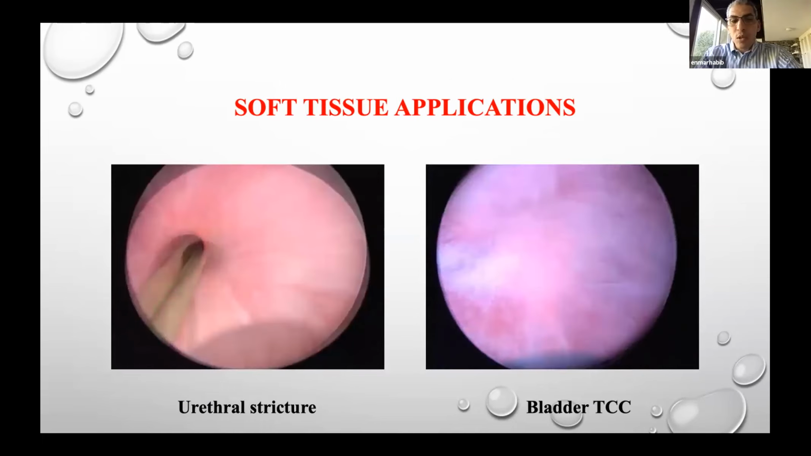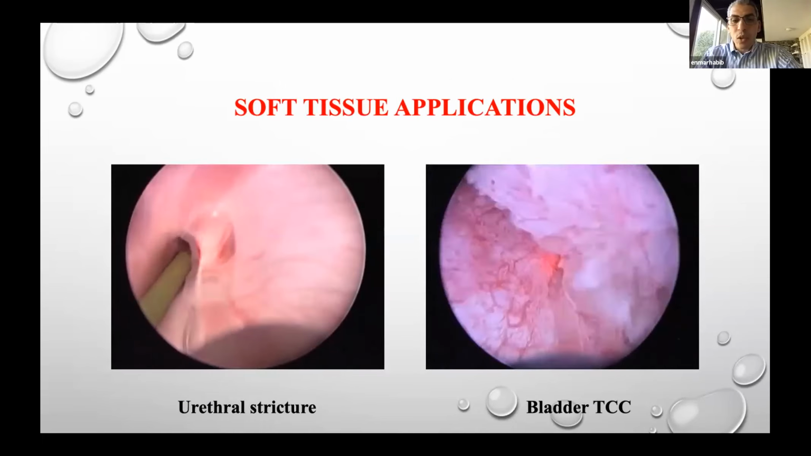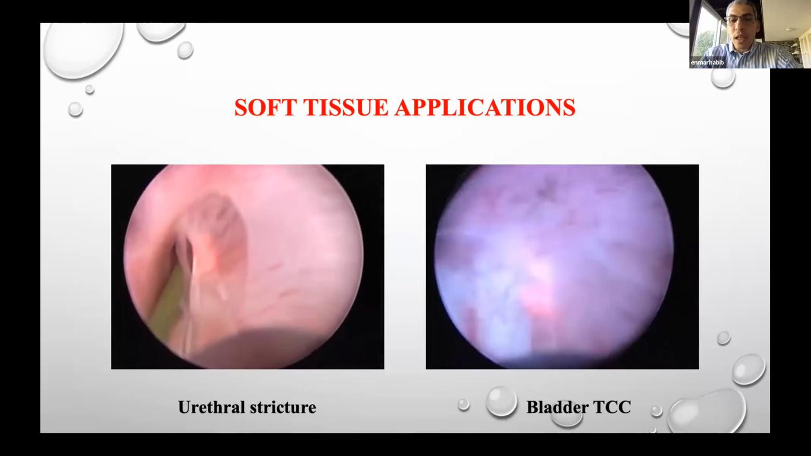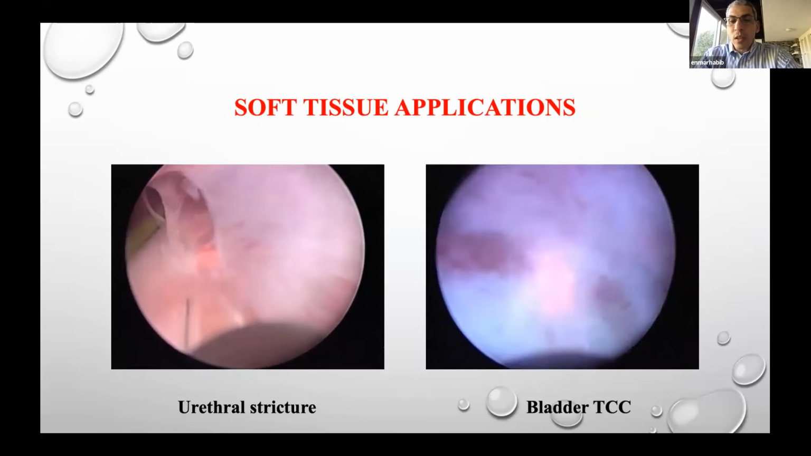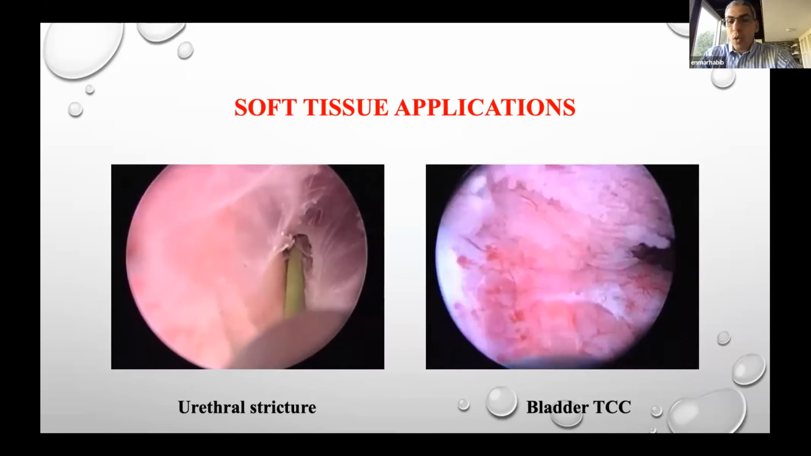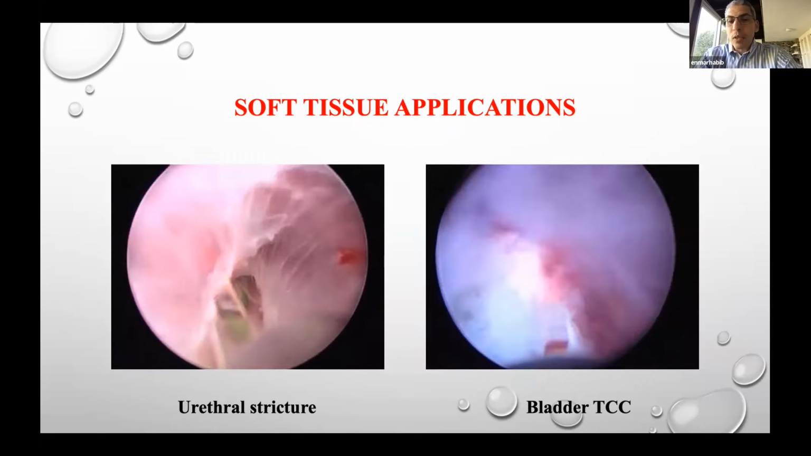Another application is the use of the Holmium laser for cutting and incision. Here on the left-hand side, we can see a patient with a urethral stricture. Instead of using the cold knife for cutting the stricture, you can use the Holmium laser, and this is the benefit of the very superficial depth of penetration.